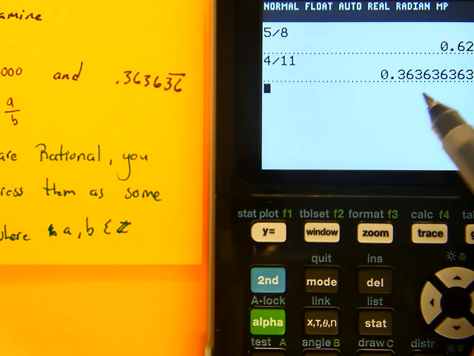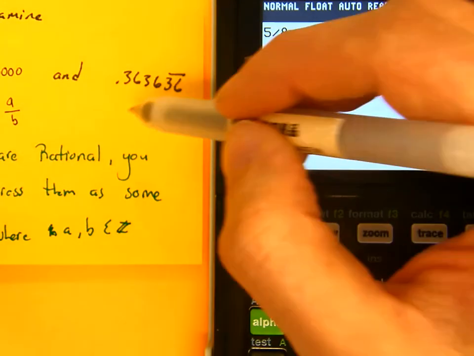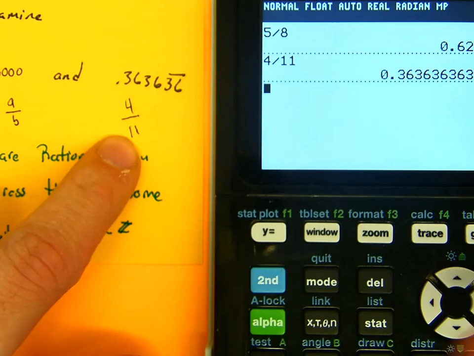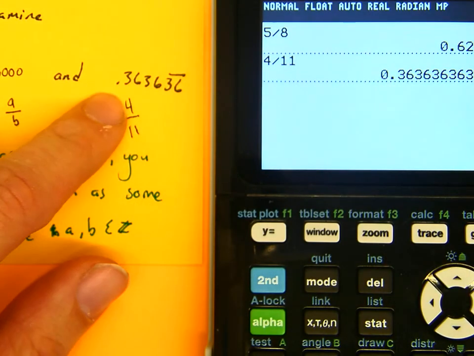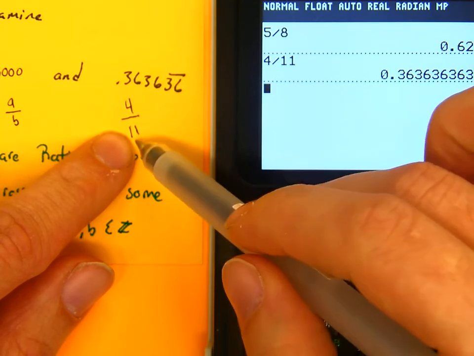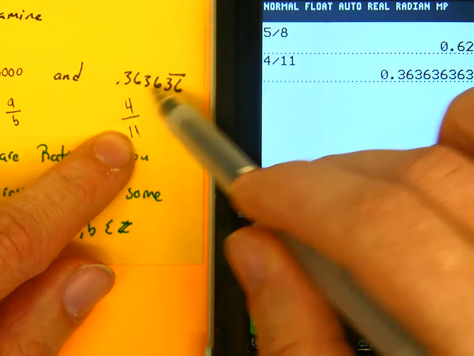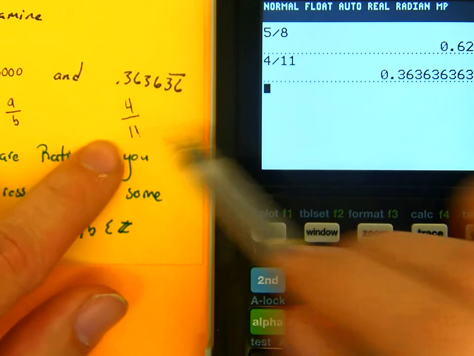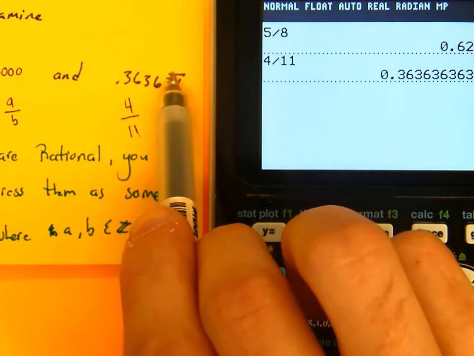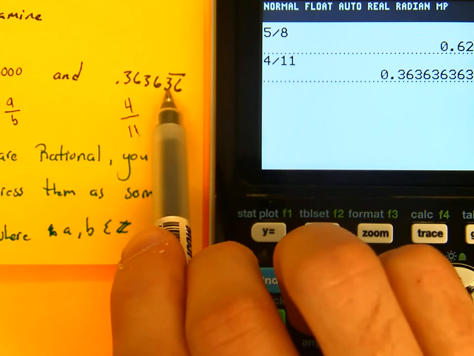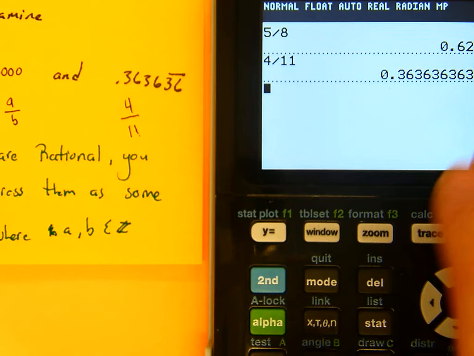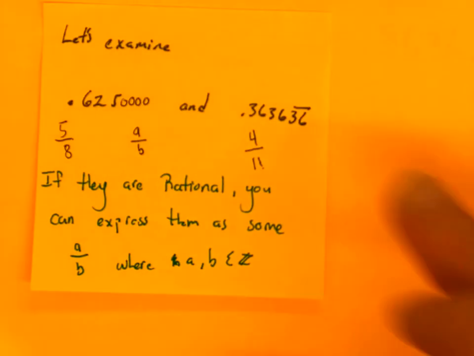So notice that if I take 4 over 11, and 4 over 11 is rational, and it feels okay that it's rational for you because it's very easy to see that it's some integer over integer. And if 4 over 11 is rational, then the decimal notation of what you get for 4 divided by 11 is also rational. And what does this bar mean over here? That the pattern repeats: 36, 36, 36, 36. It keeps going.